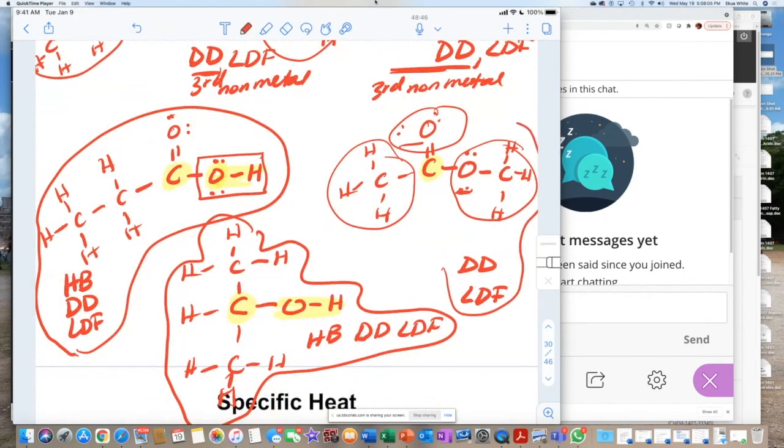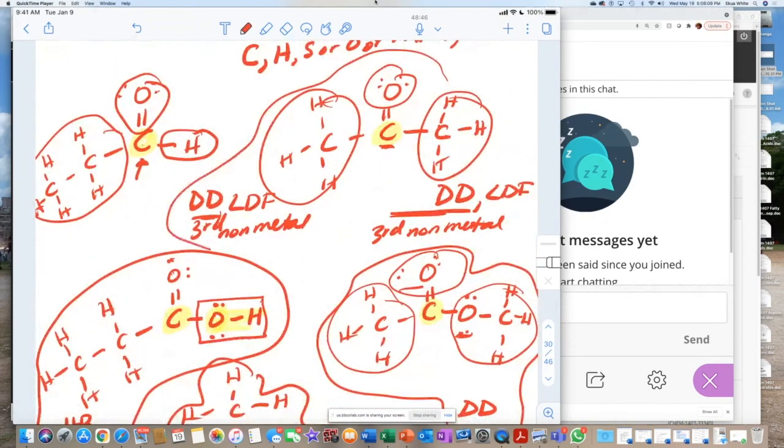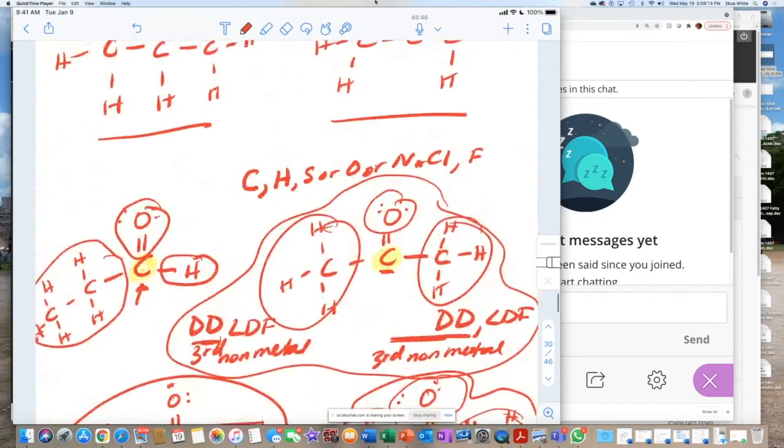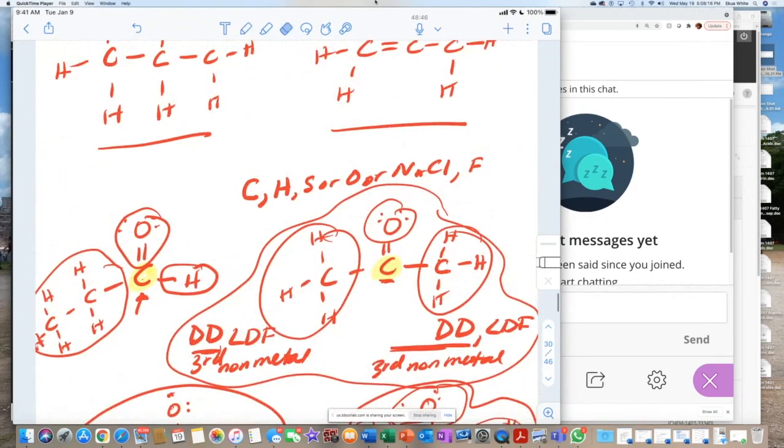Let me draw a little box around this. See, right there. And then this one here. And then this one here. Oops, I did the wrong thing.